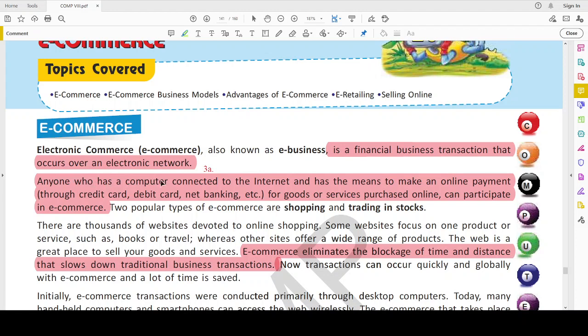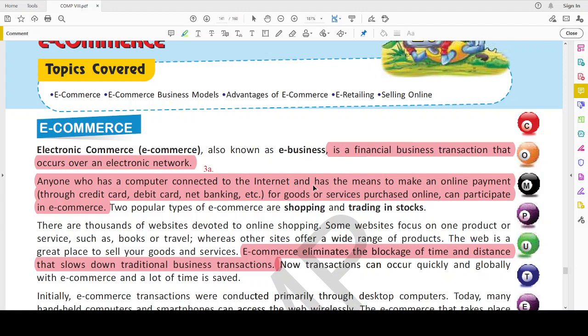Anyone who has a computer connected to the internet has the means to make an online payment through credit card, debit card, net banking, etc. for goods or services purchased online can participate in e-commerce. So what are the requirements? There is a requirement of a computer and it should be connected to the internet.